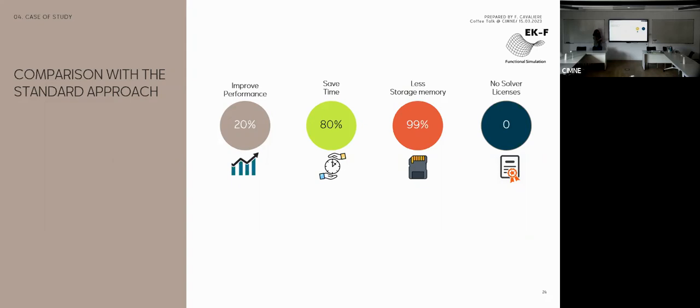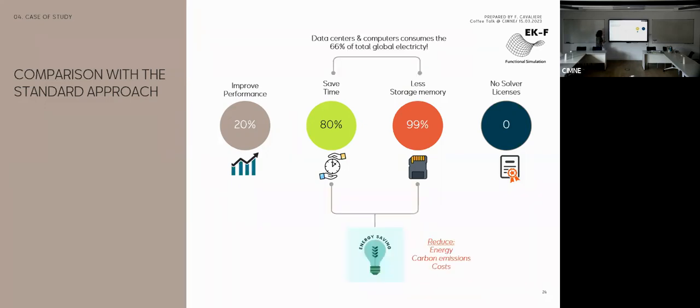All these results occupy 99% less memory space compared to the computational bottleneck on this parametric solution. And again, as we said before, we don't need any software licenses, which is an interesting point. Also, this is more a personal consideration, but very important: saving computational time and saving storage. This is an important point today, where we try to improve our footprint on the environment.